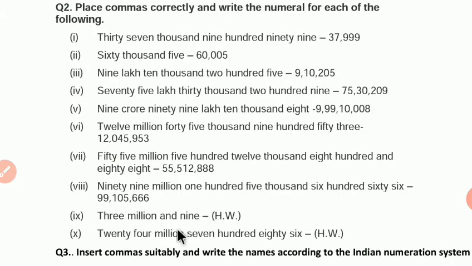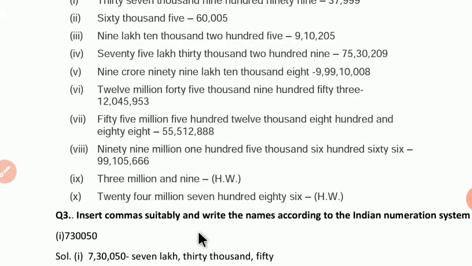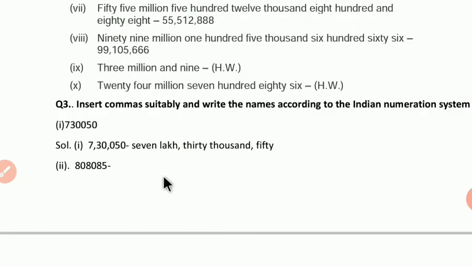Next one, 3,009,000 and 24,786. Here you can see that these are also given in million. It means you have to place the commas. First you have to write the numbers. After writing the numbers, you have to place the commas after every 3 digits from the right. So these types of questions are your homework.